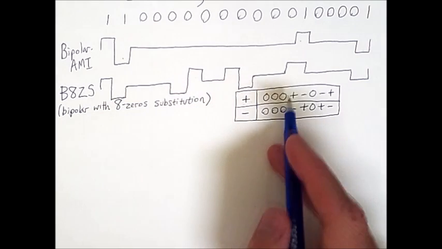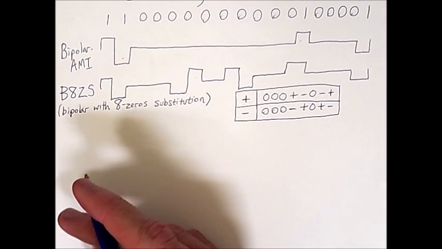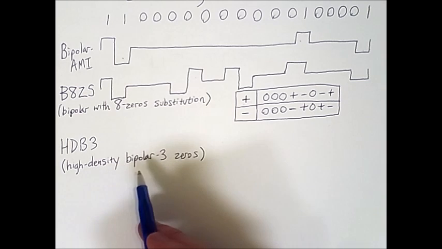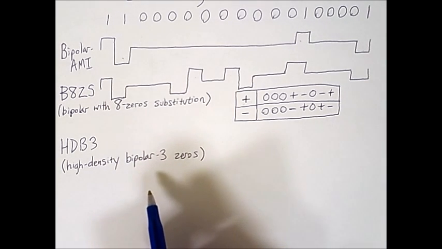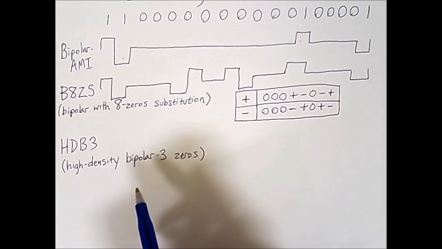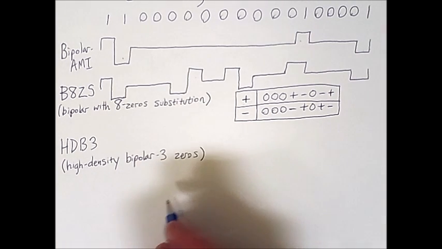This scrambling technique is commonly used throughout North America, but there is another common scrambling technique that is more common in Europe and Japan. It is known as high-density bipolar 3 zeros. So this scheme will actually replace every sequence of 4 zeros with a different specially encoded sequence. It has a slightly more complicated substitution scheme that depends on this table.